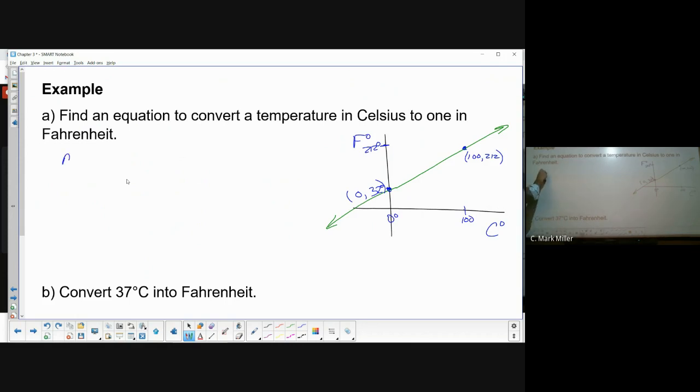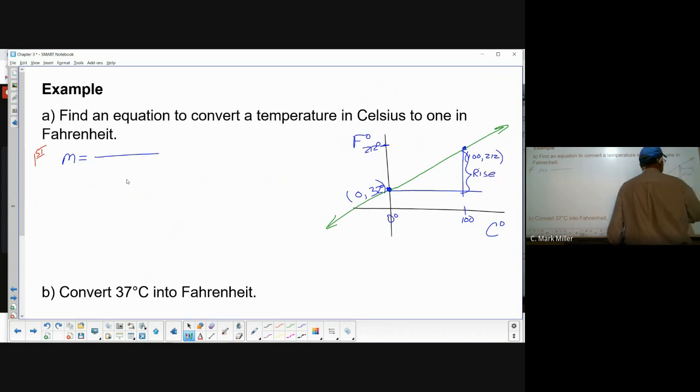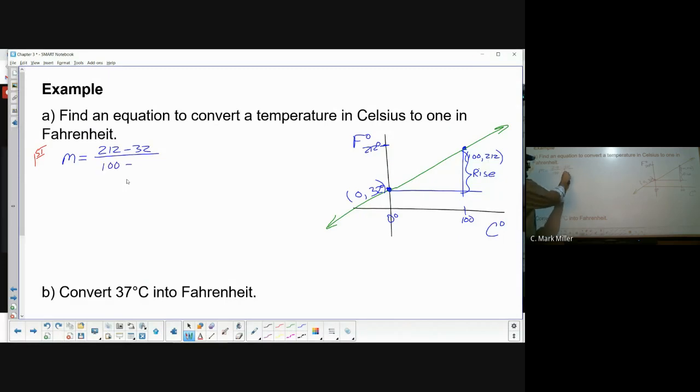The slope first. Find the slope. Rise over the run. How far does it rise between here? This is the rise. That's the y coordinate up here, 212, minus 32. So it's going to be the difference in the y coordinates, 212 minus 32, divided by the difference in the x coordinates, right? 212 corresponds to 100, 32 corresponds to 0.